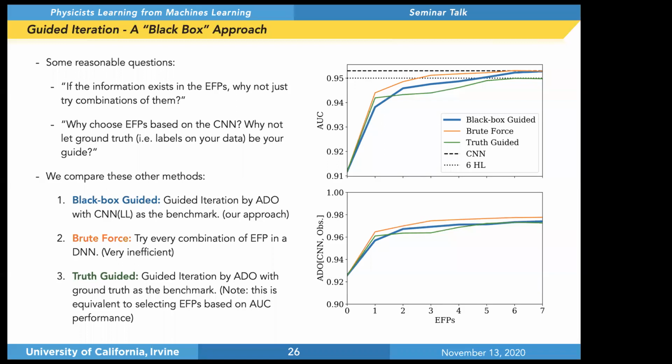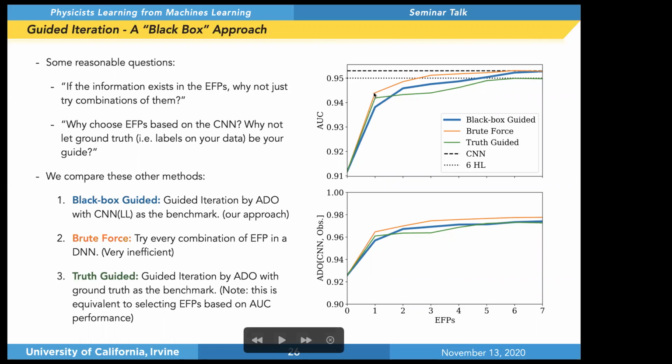Another interesting question is, this data set is a labeled data set, so you know whether it's signal or background. So why not just use the ground truth? Why not use these labels to guide your selection of EFPs? Why train a separate low-level jet image convolutional neural net and then try to match the decision-making of that? We call this the truth guided. So you're doing essentially the same iterative process, but rather than letting the decision surface of your CNN be your guide, you're letting the signal and background truth labels be the guide.